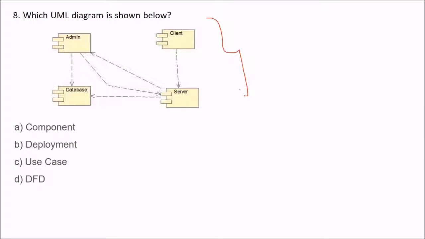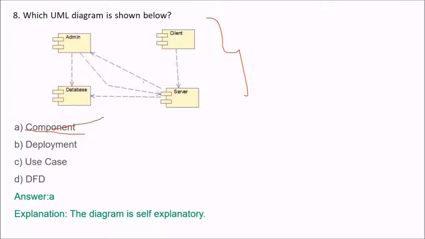Now this UML diagram, you have admin, client, server, database. So what kind of UML diagram is this? Is this a deployment, or a component, or use case, or DFD? The answer is component, as I underlined it, because these are the different components of the system interacting in this manner.